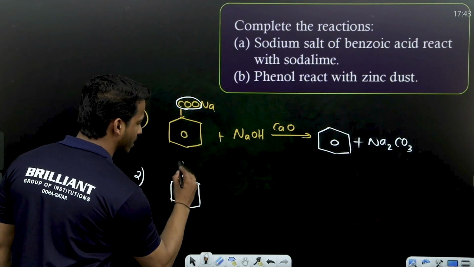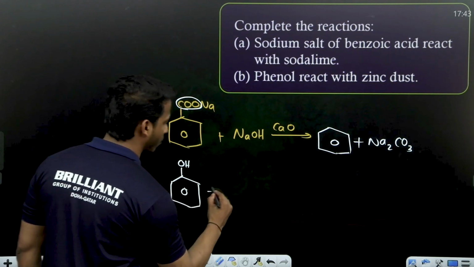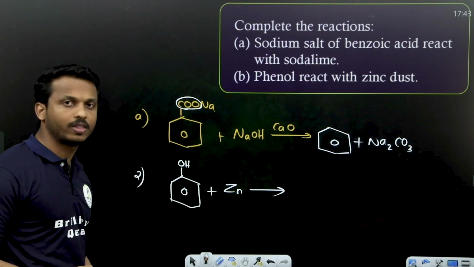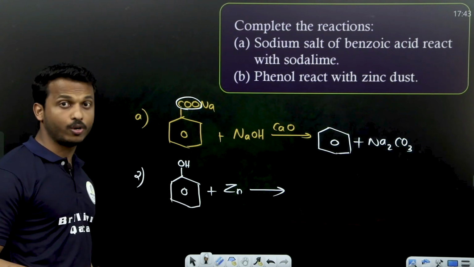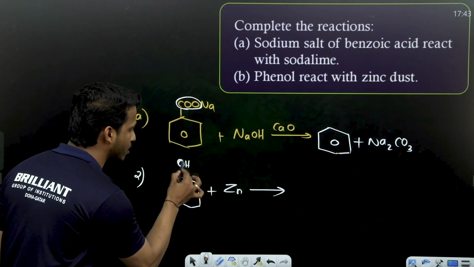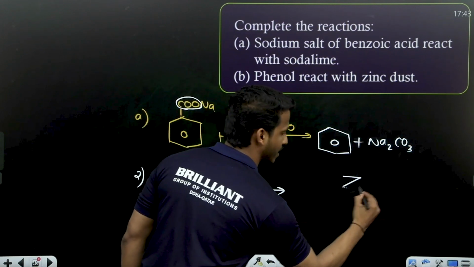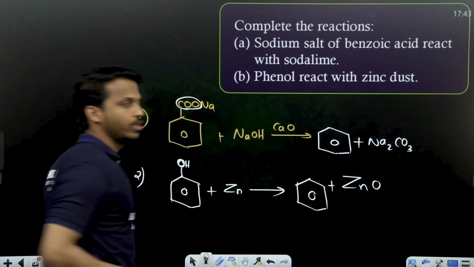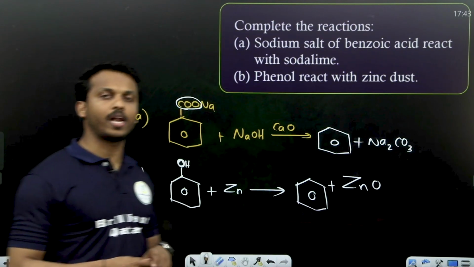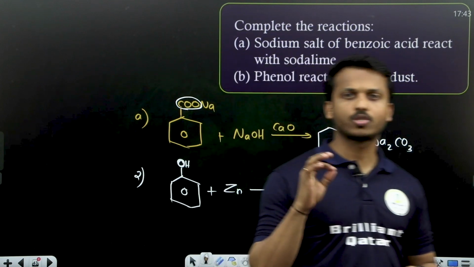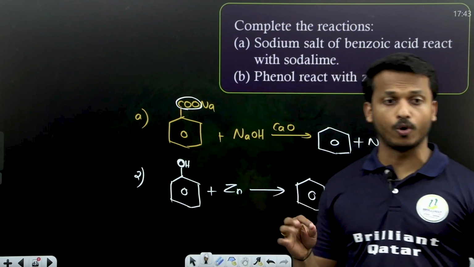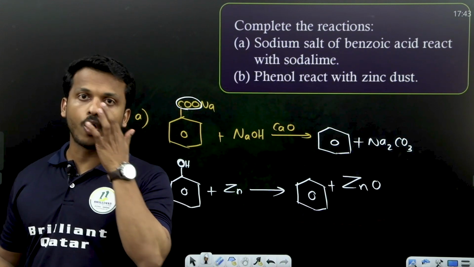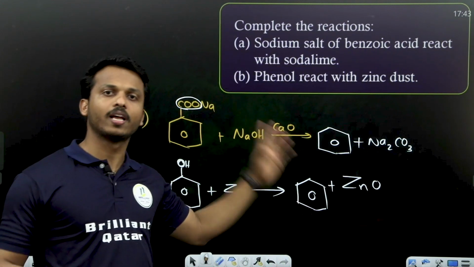Second one, a very important and easy reaction. What is phenol? Benzene with OH. What happens when phenol is heated with zinc dust? Dear all, when phenol is heated with zinc dust, Zn is a reducing agent. Zn will take this oxygen and go as ZnO. What is left? That is benzene. So both of these are preparations of benzene, dear all. The sodium salt of benzoic acid undergoing decarboxylation gives benzene. Phenol on reduction with zinc also gives benzene.